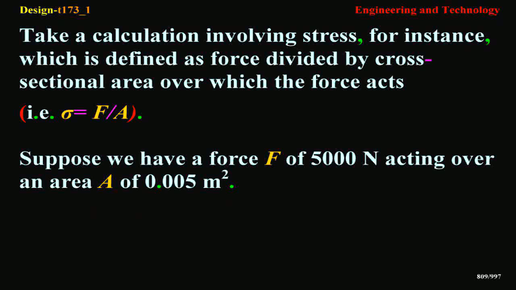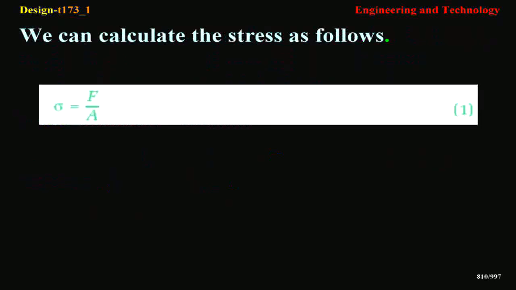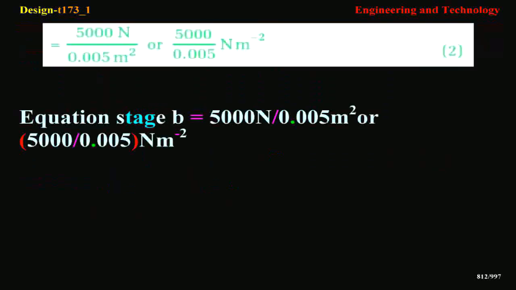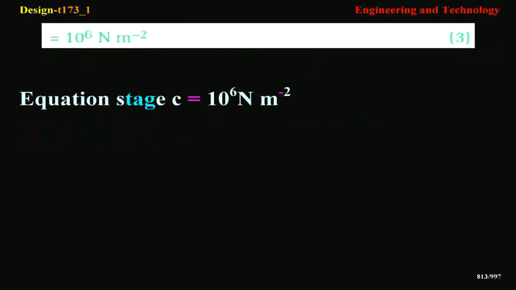Suppose we have a force F of 5,000 N acting over an area A of 0.005 m^2. We can calculate the stress as follows. Line 1: σ = F/A. Line 2: σ = 5,000 N / 0.005 m^2, or 5,000 N / 0.005 N m^-2. Line 3: σ = 10^6 N m^-2.